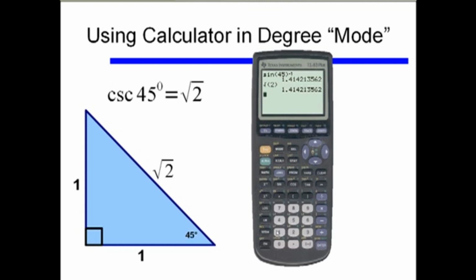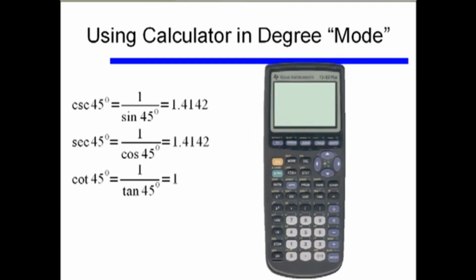You can also just type in 1 divided by sine of 45 degrees, and that would work as well. One word of warning. If I do type in sine of 45, and I don't put my closing parentheses, and I then use my reciprocal button, I get something that's not exactly correct. The problem is that reciprocal is then only affecting the 45. We need that reciprocal button to affect the entire phrase sine of 45 degrees. So make sure you use the closing parentheses.